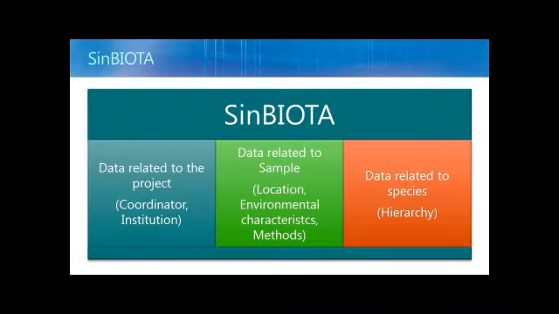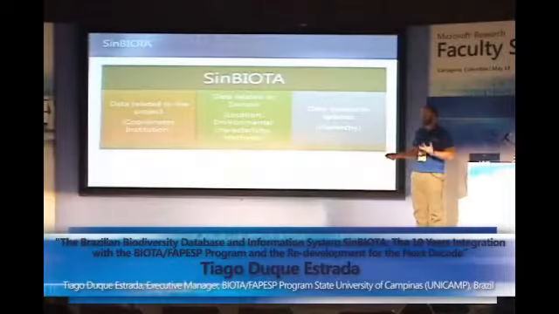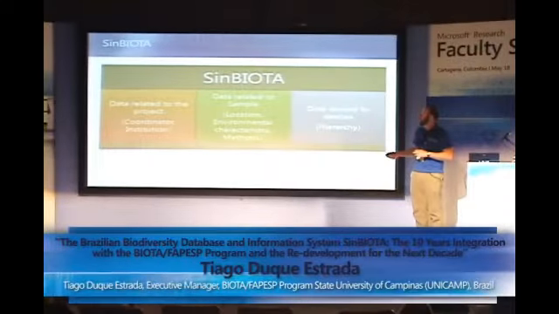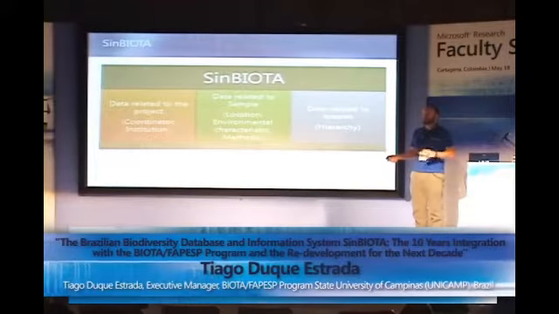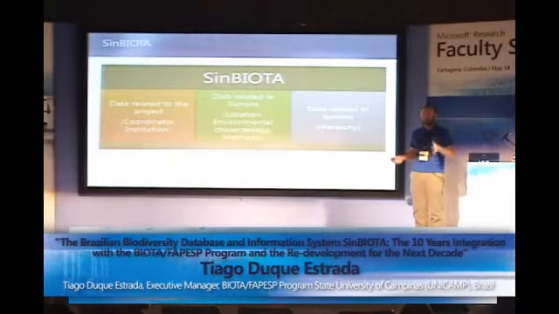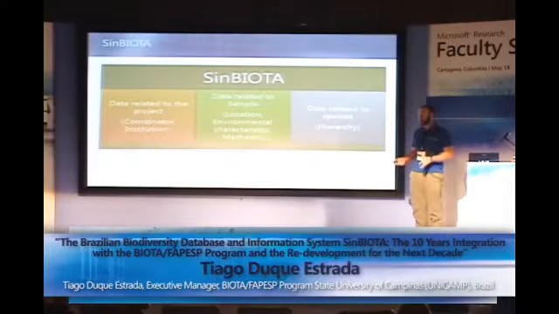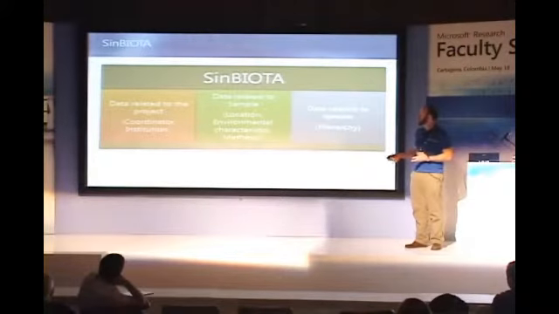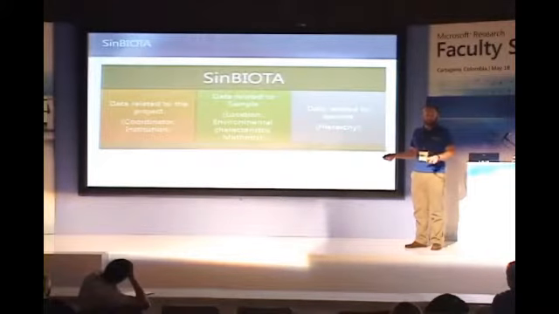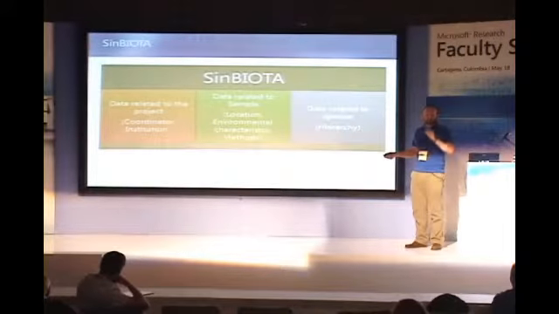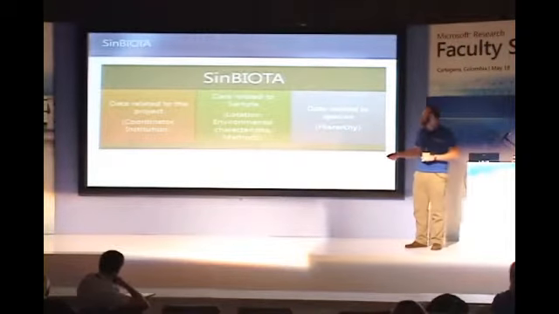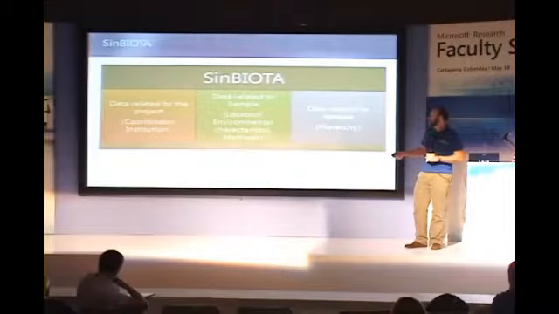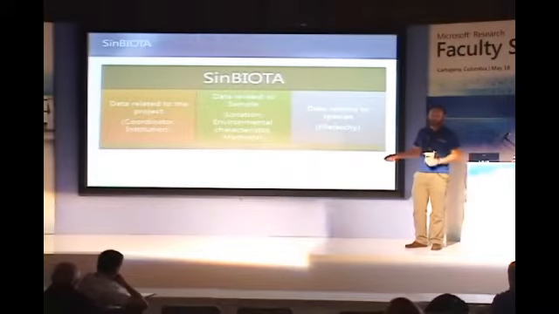Well, SinBIOTA itself is composed of three essential elements in the data we gather. There's data related to the project. So the data we store today is related to funding made by the agency, which I will talk about later. There's data related to the location where the data was sampled. So we have several data components that describe the location where this data was collected, including methods, how this data was sampled.